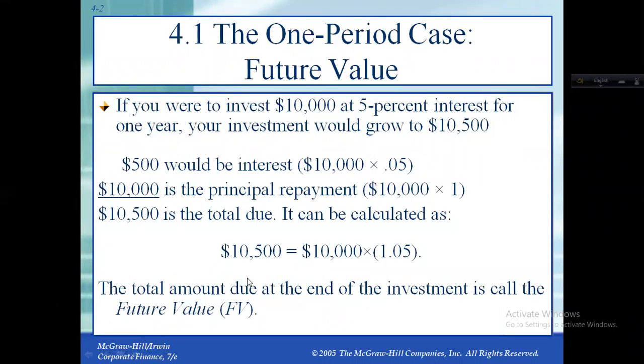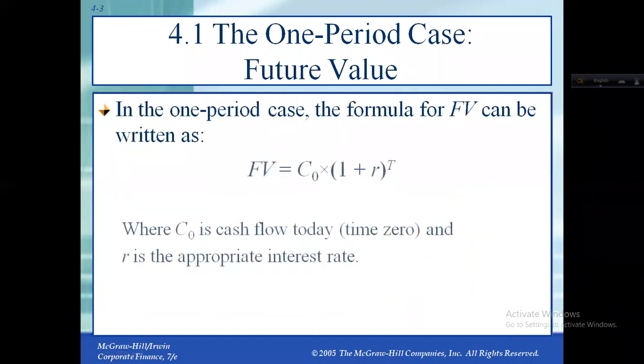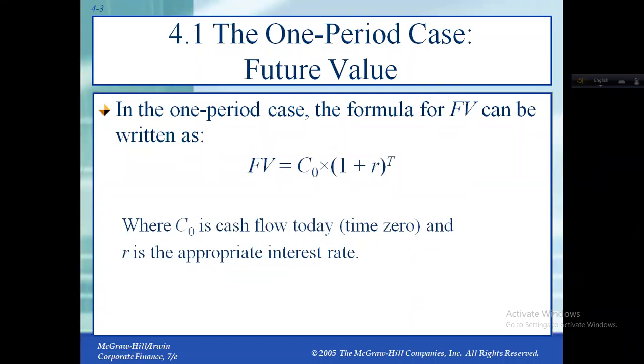So we get FV equal to present value times 1 plus r to the power n. Here the number of period is 1. So the future value will be 10,500 and the present value is 10,000 times 1 plus r, 1 plus 0.05 to the power of 1. Here is the formula for getting FV. So FV equal to C0. C0 means present value that invested in period 0, times 1 plus r to the power t. T means number of period and r means interest rate.